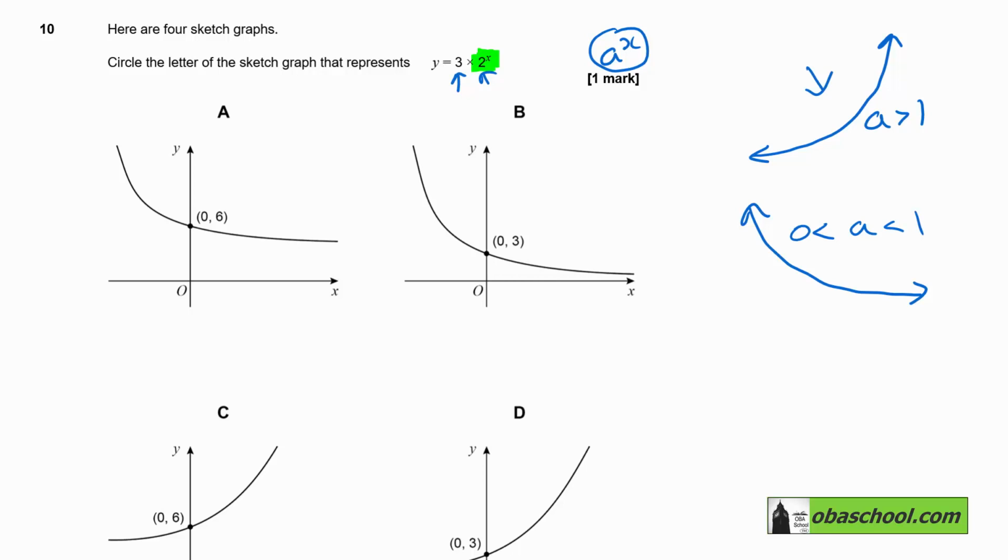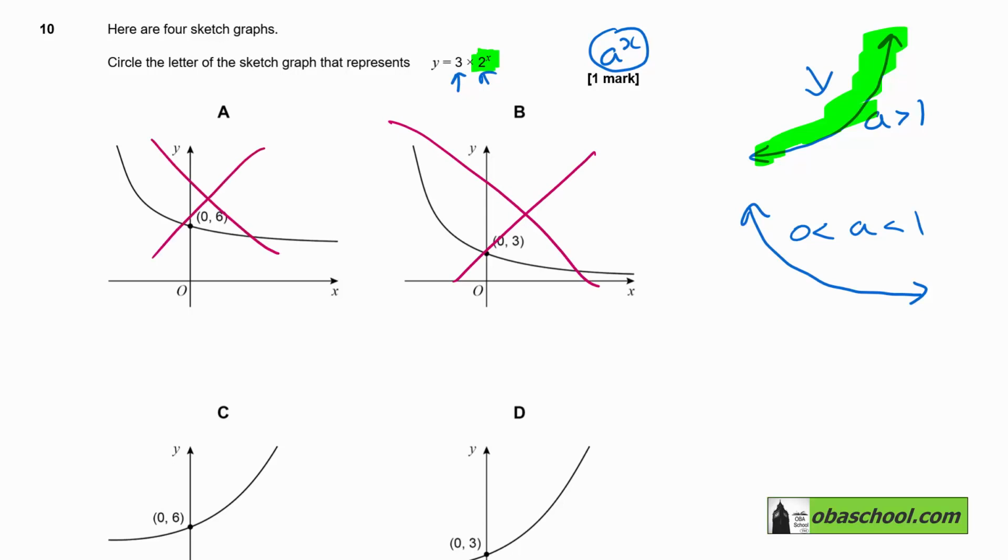So the graph that we have must slope in this direction, and that means that we can eliminate b. And we can eliminate a. They just slope in the wrong direction.